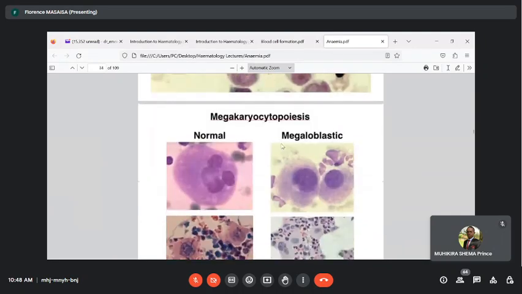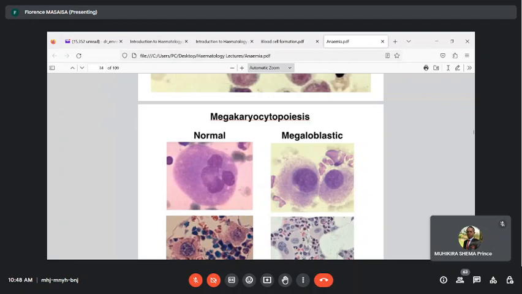We also have megaloblastic changes in the case of platelets. Megakaryocyte, this is a megakaryocyte. When you see here, in case of megaloblastic anemia, there is also a change in platelet formation.